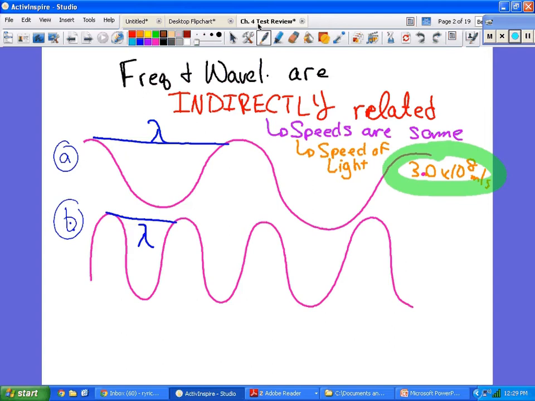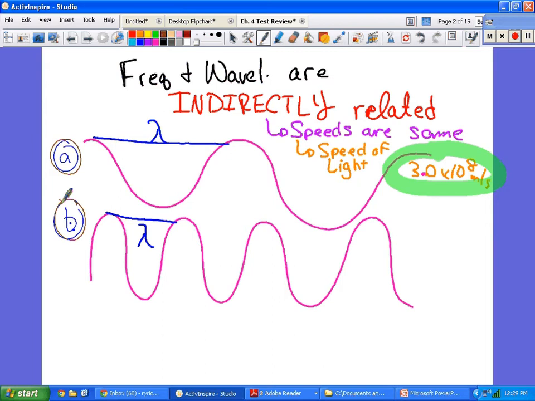It got smaller or shorter? It's a trick question. It's the same answer. Did it get longer or shorter? From wave A to wave B, wavelength is lambda. It got shorter. Now listen.